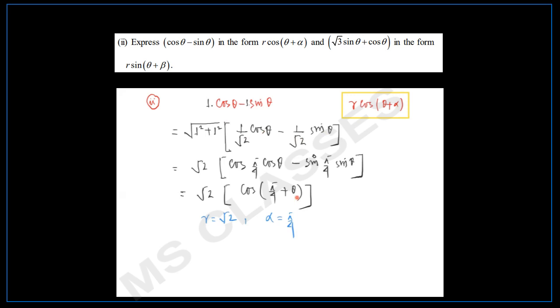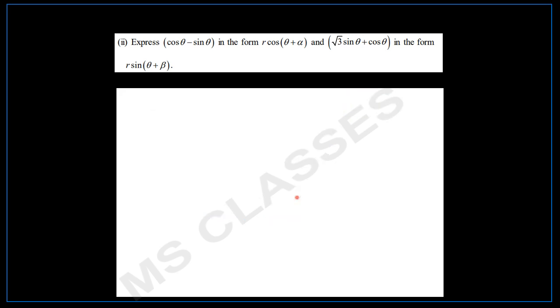Next we come to the second part of this sum. The second part says express root 3 sine theta plus cos theta in the form of r sine theta plus beta. This is the format which they are asking for. So what is the first technique that has been told to you? This is your A, this is your B. B is 1 here, A is root 3.